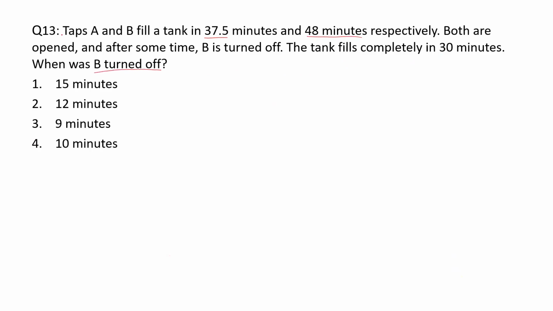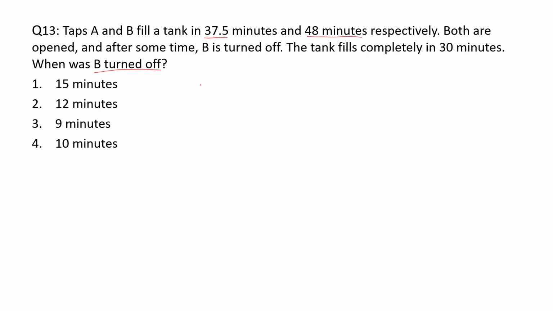Is the problem clear? See, two taps are there, A and B. Both can fill a tank. A can fill a tank in 37.5 minutes. The other one, B, can fill the tank in 48 minutes. So that means A is filling the tank faster than B, right? Now, what they are saying: both taps are open, and after some time, B is turned off. The tank fills completely in 30 minutes. When was B turned off? Is the problem clear?